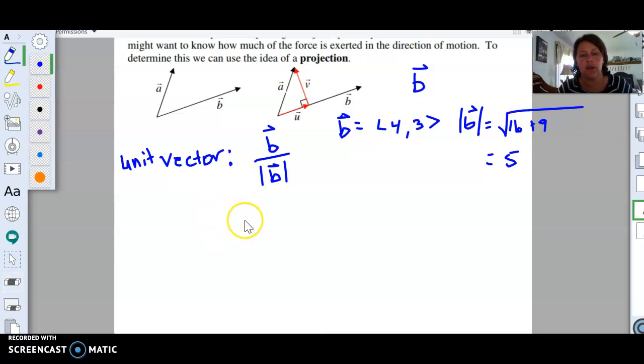And so if we want to find the unit vector of vector B, it would be 4 over 5 and 3 over 5. So what we have right here is a vector that's pointing in the exact same direction, but it has a magnitude of 1. The vector 4, 3 is pointing in this direction of B, and it has a magnitude of 5. So that's what a unit vector is. It points in the same exact direction, but has a magnitude of 1. That's going to come into play here in just a little bit.